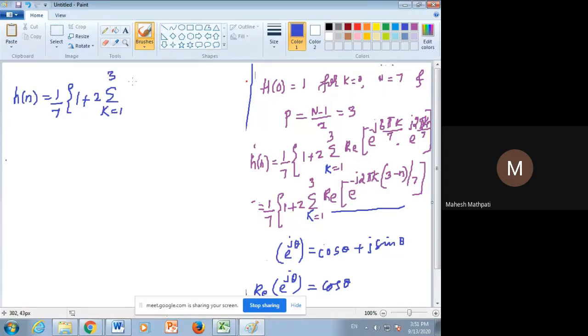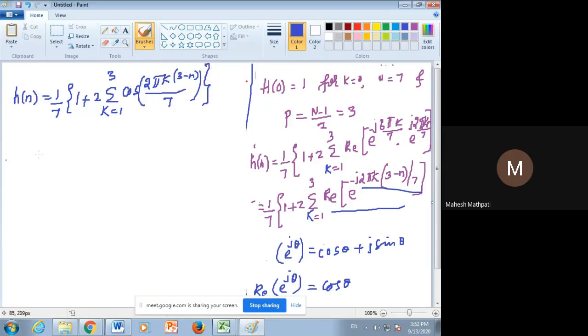What will we write here now? cos 2 pi k, 3 minus n divided by 7, as this is the theta value we are having. Right? Are you getting my point? The real part of the theta, e power j theta. Yes or no? Yes, sir. So I have written it is simply cos theta. Then further close this bracket.